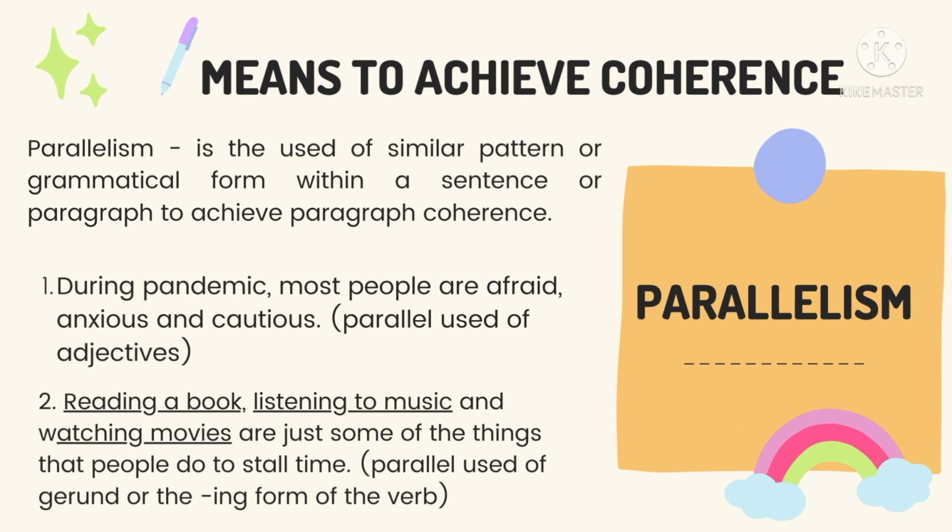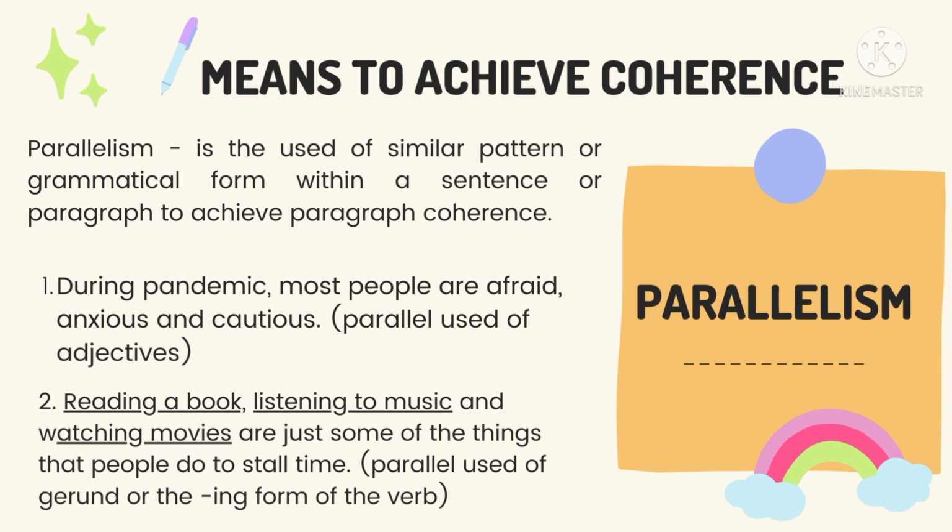Another sentence is, reading a book, listening to music, and watching movies are just some of the things that people do to pass away the time. In the second example, there is a consistent use of gerunds, verbs in the ing form that function as the subject of a sentence. Reading a book, listening to music, and watching movies are gerunds, and the sentence has shown parallelism by using the gerund form.